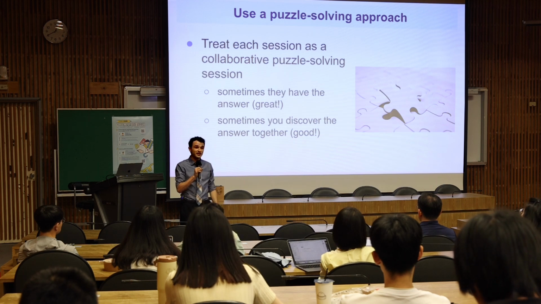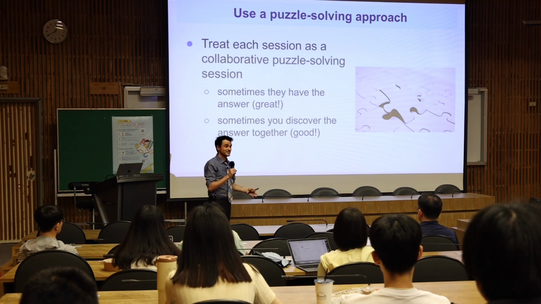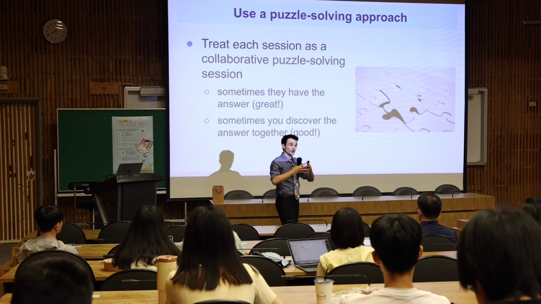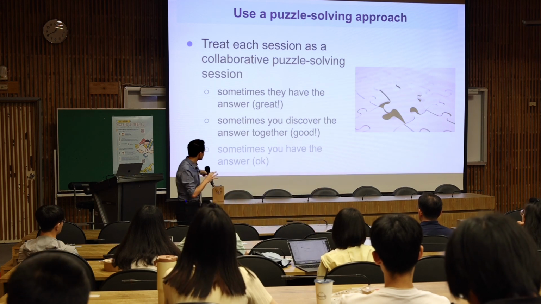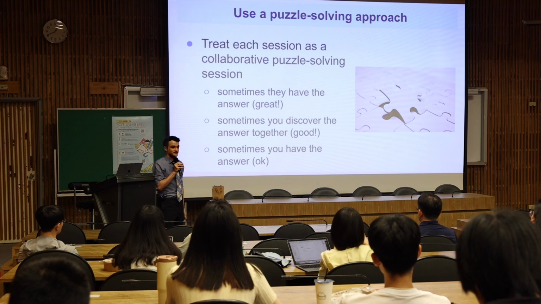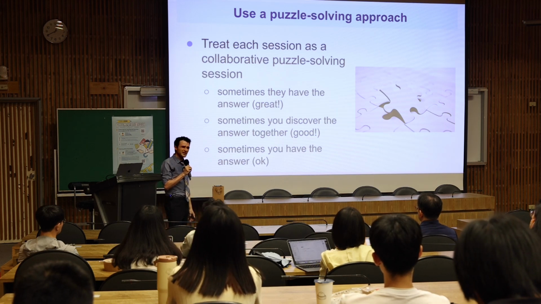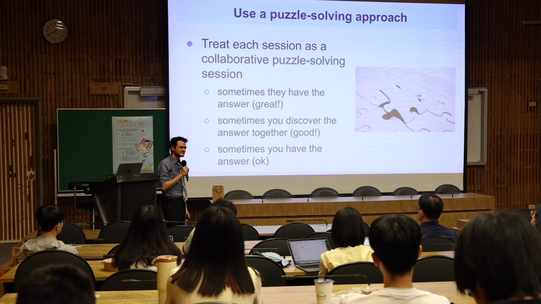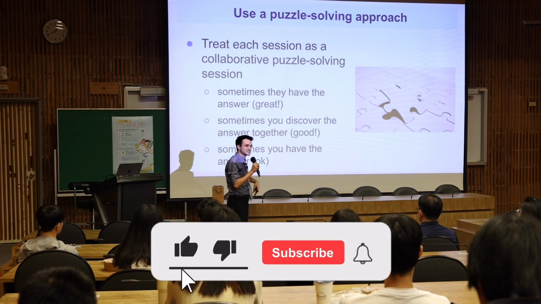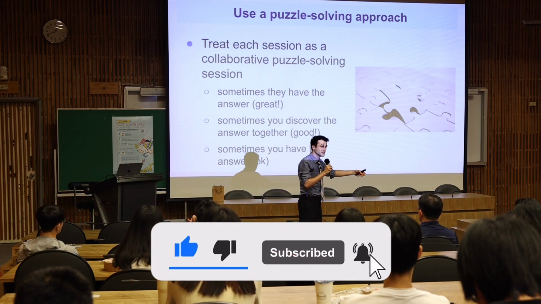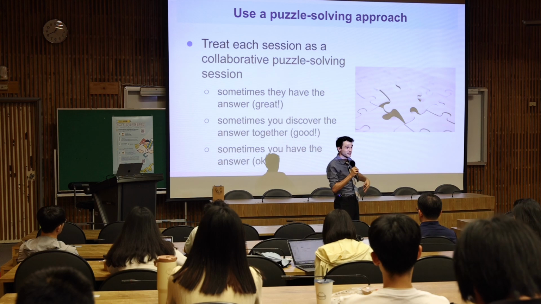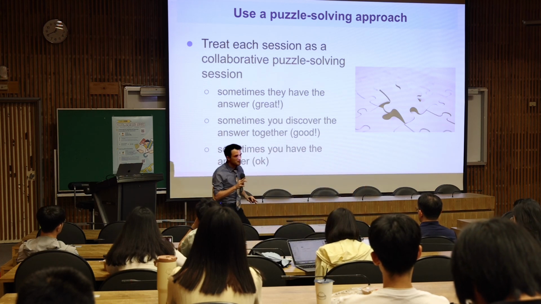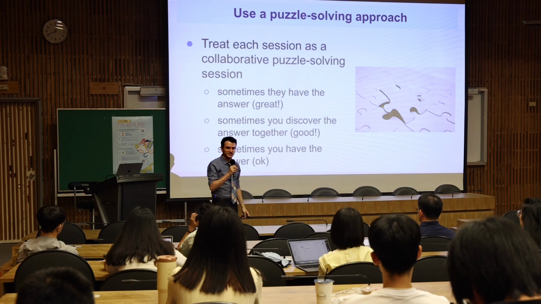Sometimes you discover the answer together. Great. They don't know the answer, you don't know the answer, you work together, you find the answer. Fantastic. It's collaborative and it's easy. Sometimes you have the answer. It's okay, but it doesn't help learning because the teacher already gave them the answer 5 or 6 times in class, and now they're asking you, which means telling them the answer isn't going to work because it hasn't worked yet. That's why they're with you. It's okay. Don't do it often.